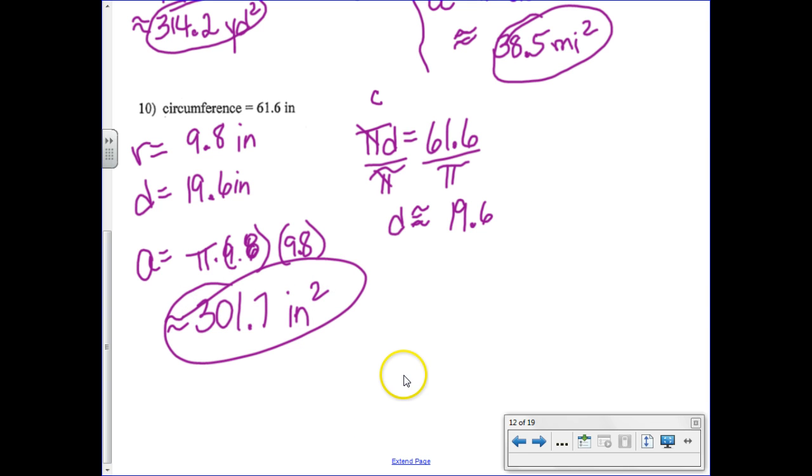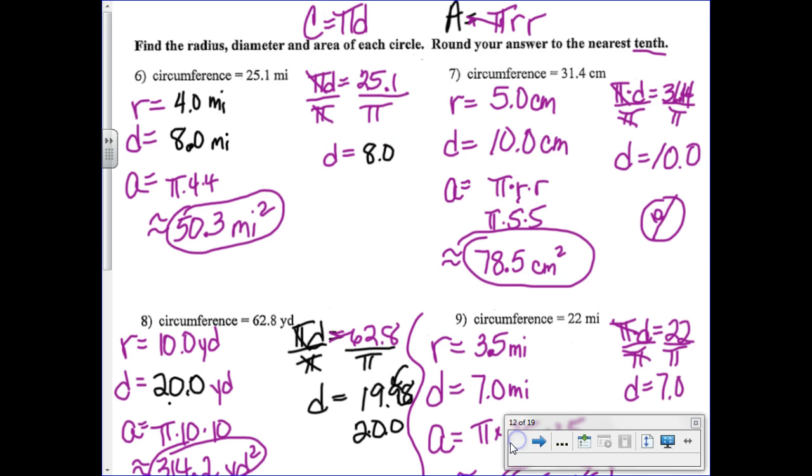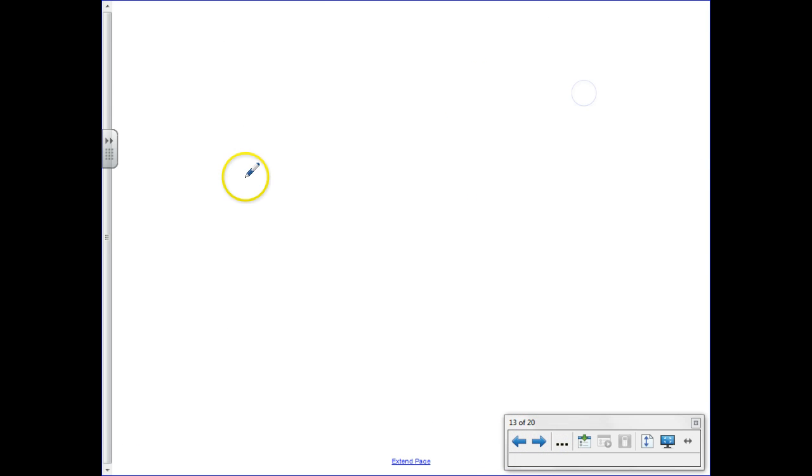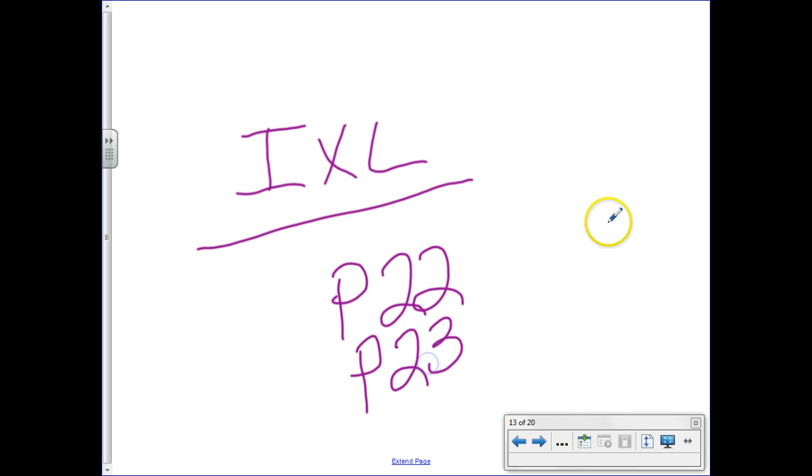All right, your job now is, of course, to go back and finish problems 3 and 4 like we had done there. And then go ahead and work on IXL. I'll add a little page in here. And the objectives that I want you to work on in IXL are related to these, getting a circumference and area and working backwards to find specific parts. These are objectives P22 and P23. Again, your job is to get a SMART score of 80 or higher, and then you can move on to the next one. Good luck.